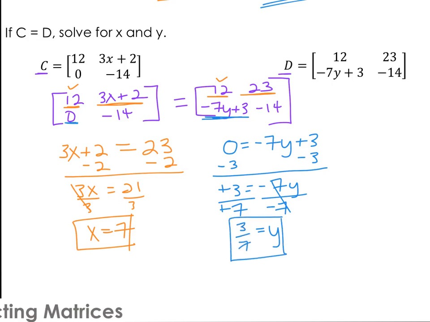And then last but not least, we've got our row 2, column 2, that last element, and notice they're the same in both, so we don't have to do anything with those.